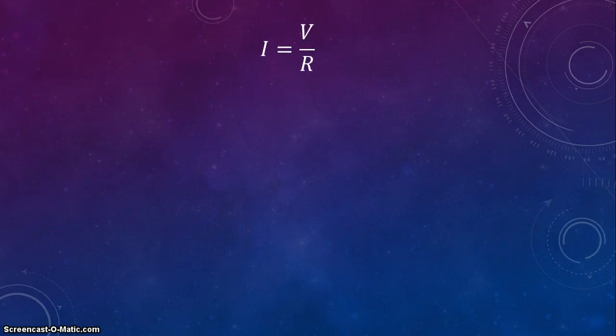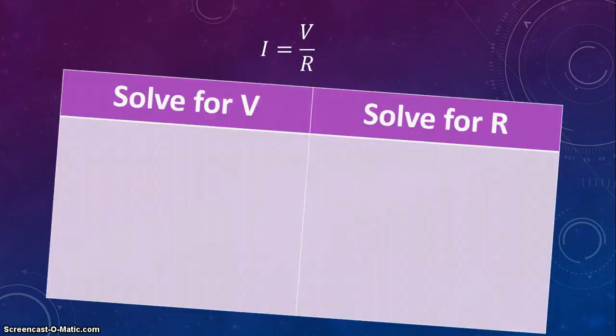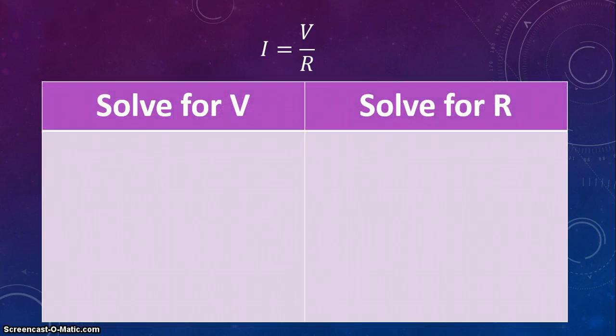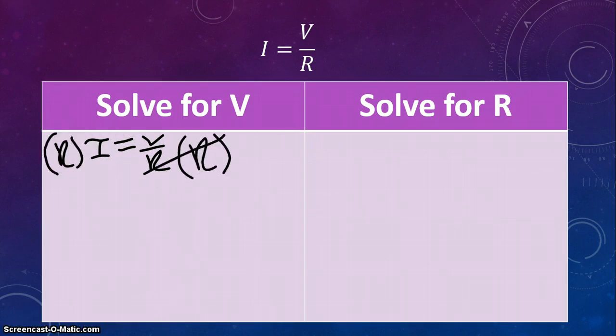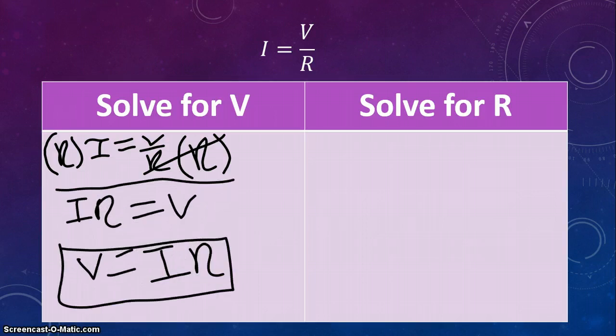My literal is I = V/R. I had to solve for V and R. So for solving for V, I put the original problem, then multiplied both sides by R. On the right, they cancel out. So I get I times R is equal to V, or V = I × R.